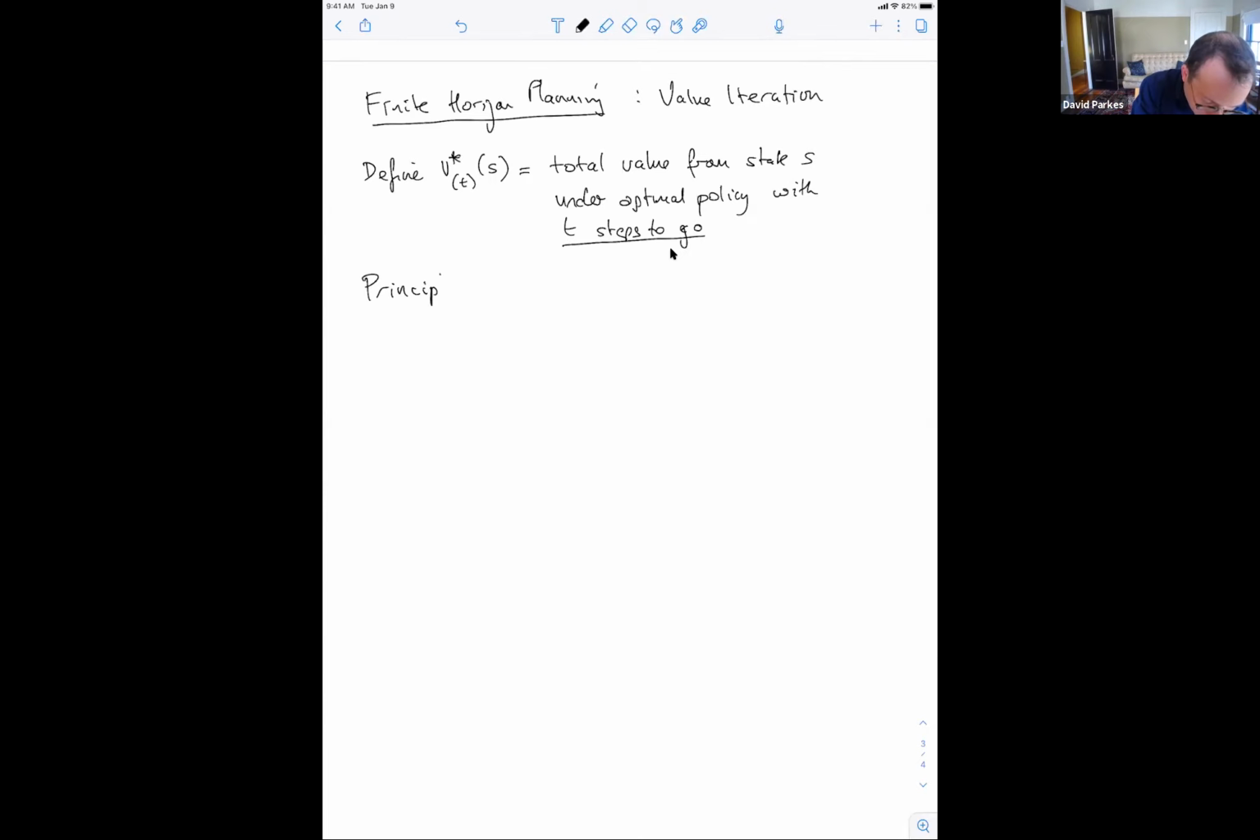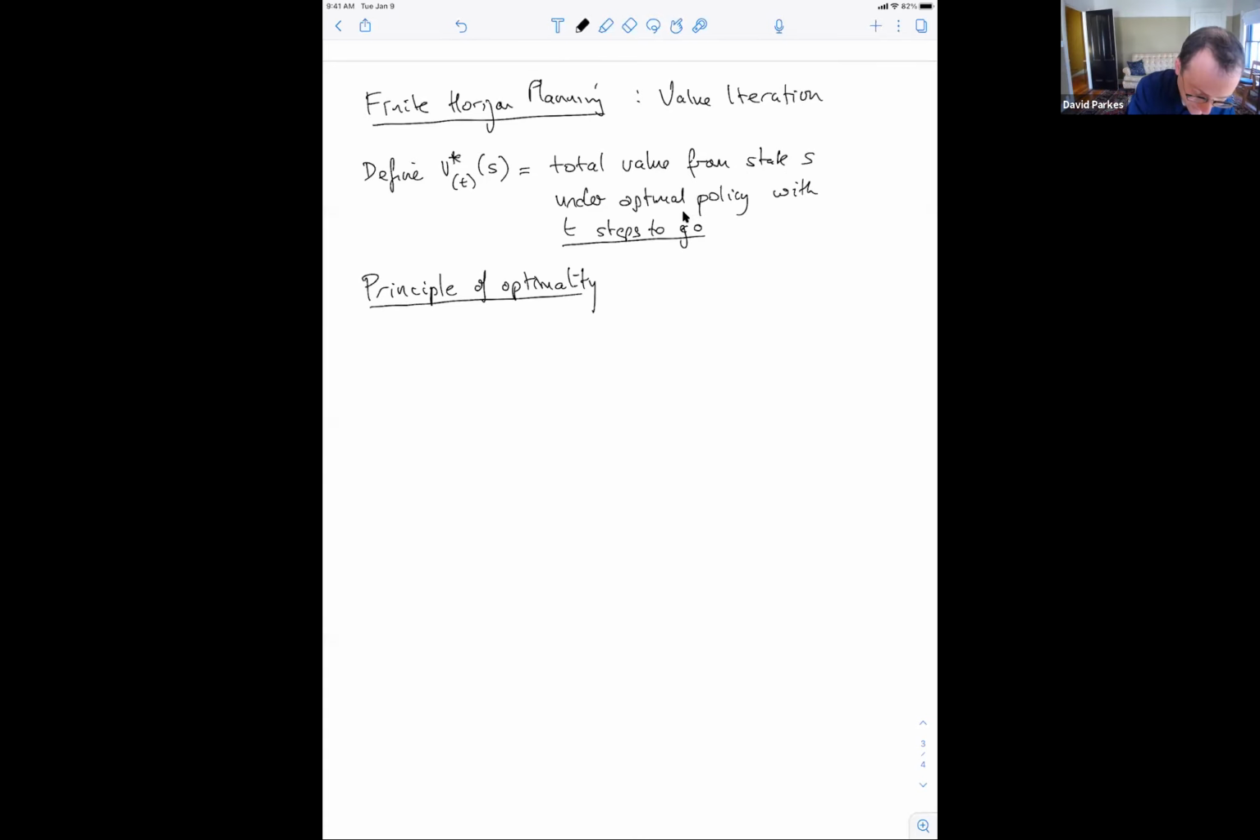Now, I think many of you will have been familiar with dynamic programming. And there's a principle of optimality that we can appeal to in thinking about how to solve the finite horizon planning problem. Maybe just to spend a second on this, this object is going to be very useful for us. If we can calculate the total value from state S under the optimal policy with one step to go, then we can use that, we hope, by working backwards from the end of time to the start of time. We can use that to understand what to do with 2 steps to go, and then what to do with 3 steps to go. That's going to be the design pattern here.